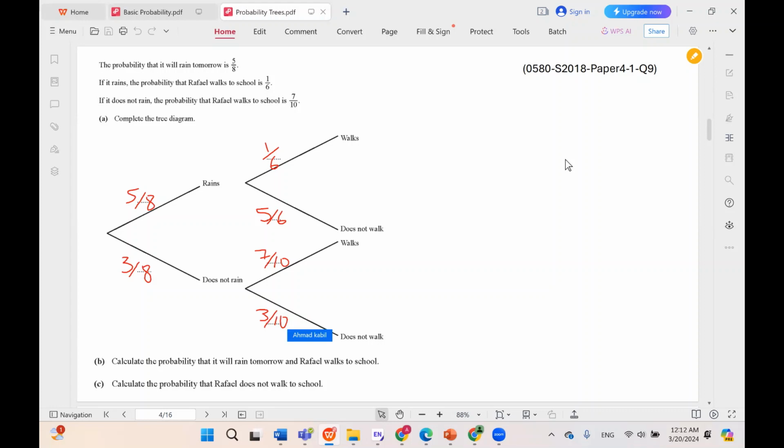In B, we are told calculate the probability that it will rain tomorrow and Rafael walks to school. So this is the path that we want to take. Therefore, the probability is 5 over 8 multiplied by 1 over 6. And this gives us 5 over 48.